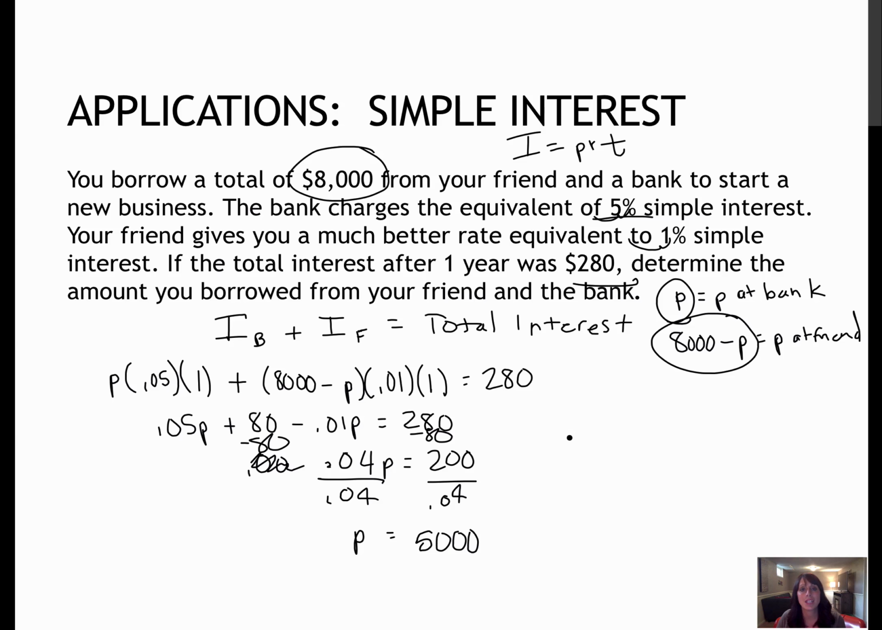So again, when you get to the end of a question, make sure that you've answered the entire question. So I found the value for P, but the question says determine the amount you borrowed from your friend and from the bank. So if P is 5,000, that means I borrowed 5,000 from the bank. But how much did I borrow from my friend? I would have to take 8,000 minus 5,000, so 3,000 from my friend. So again, I would write that sentence. I borrowed 5,000 from the bank and $3,000 from my friend.